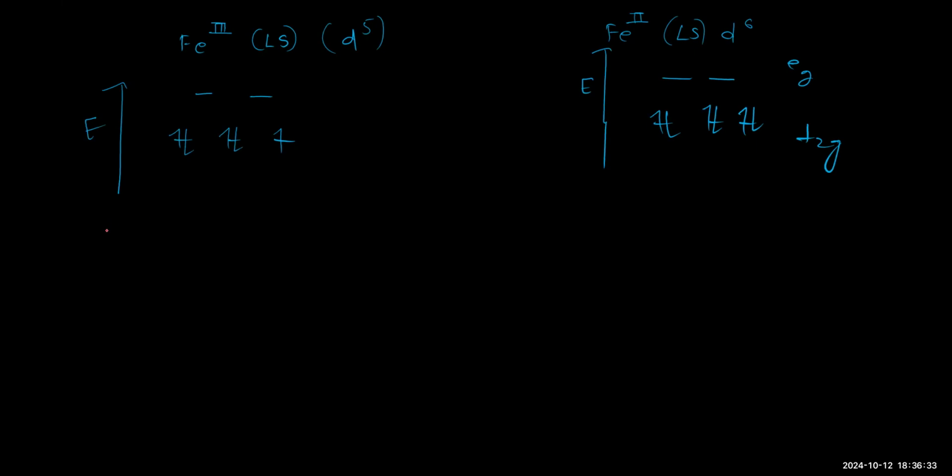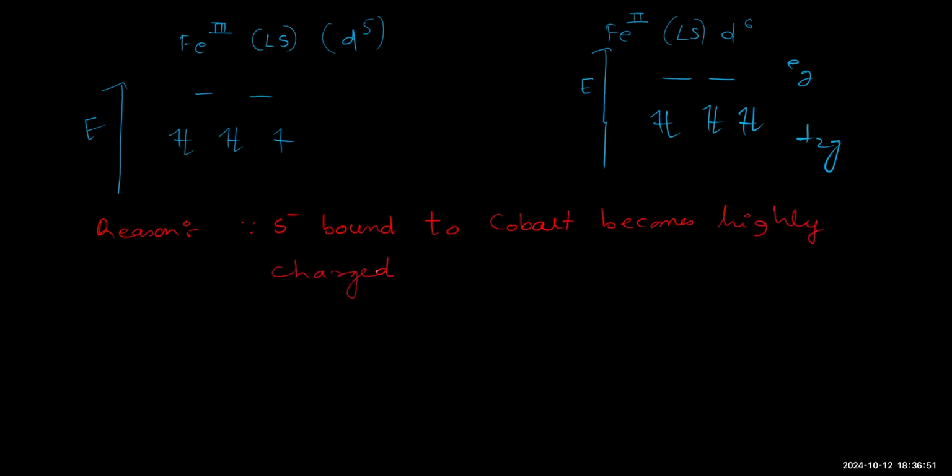So we can give a reason over here: because sulfur bound to cobalt becomes highly charged, like metal to ligand transfer, therefore it makes iron low spin.